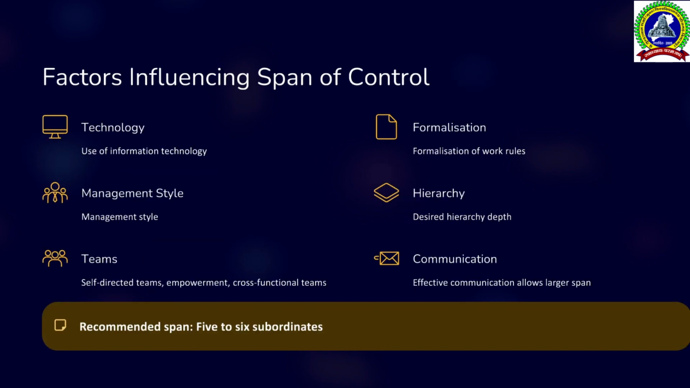Next, we will study the factors that influence span of control, such as technology, communication, and management style. The use of information technology allows managers to supervise more subordinates. Well-defined work rules reduce the need for close supervision. Management style, desired hierarchy depth, and organizational approaches such as empowerment and self-directed teams also affect span. Effective communication systems make it possible to manage a larger number of subordinates. Traditionally, a span of 5 to 6 subordinates has been considered appropriate.